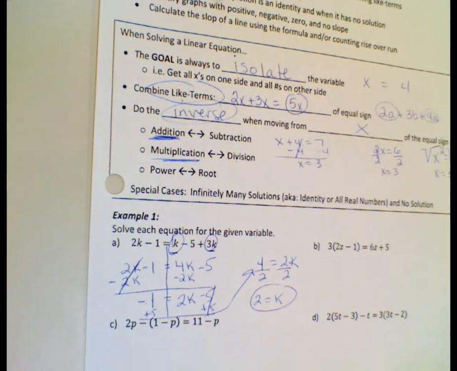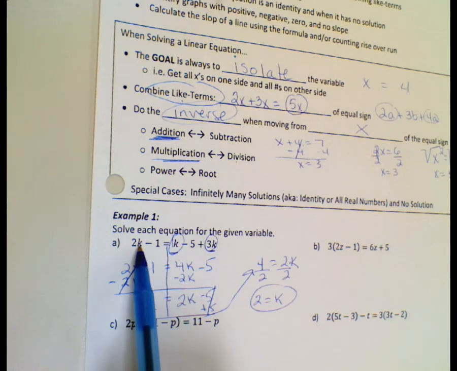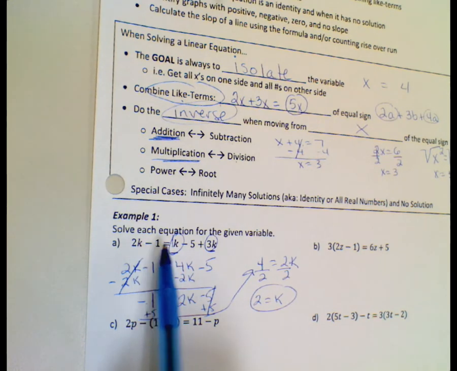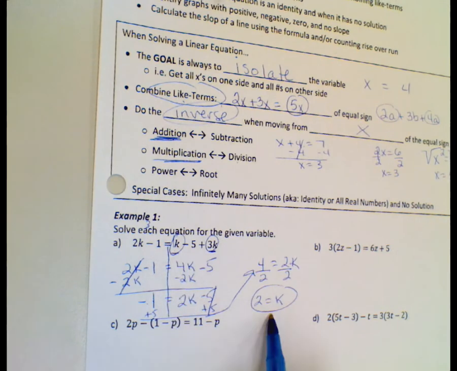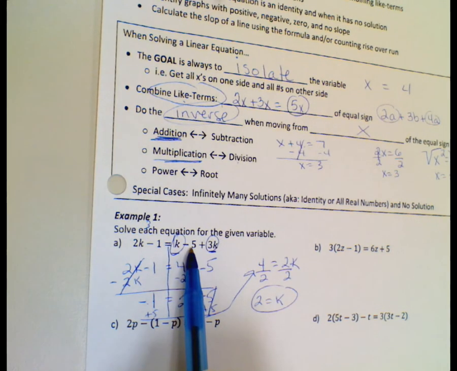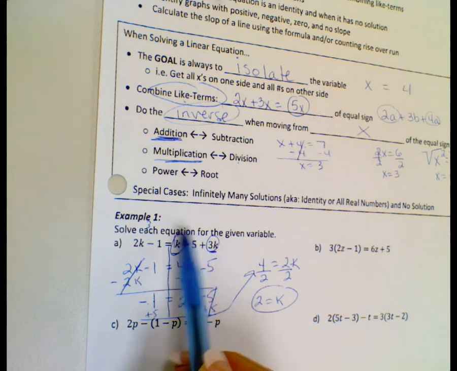A good thing you can do sometimes is to mental check this. So if you get a 2, you can go 2 times 2 is 4. 4 minus 1 is 3. 2, because I'm plugging a 2 in, 2 minus 5 is negative 3. Negative 3 plus 6, if you plug the 2 in, is 3. So 3 equals 3, and that's right.